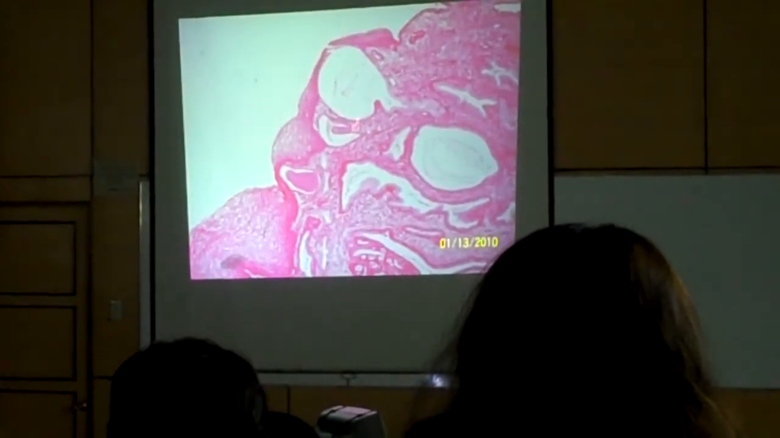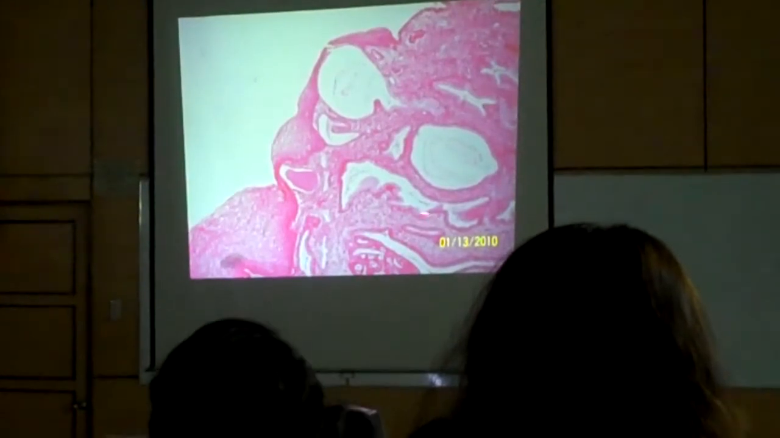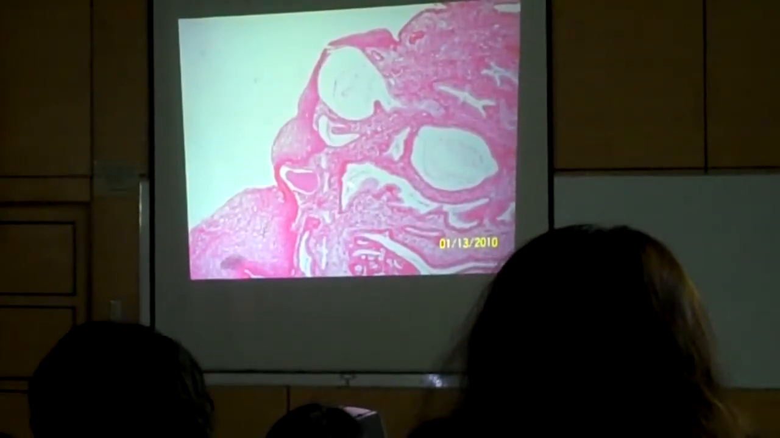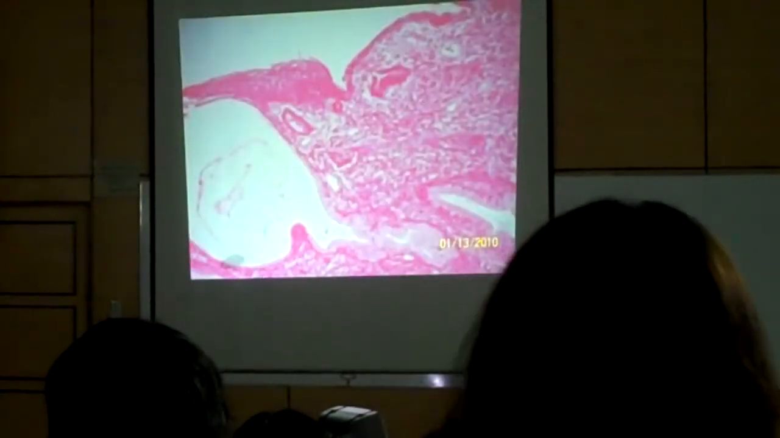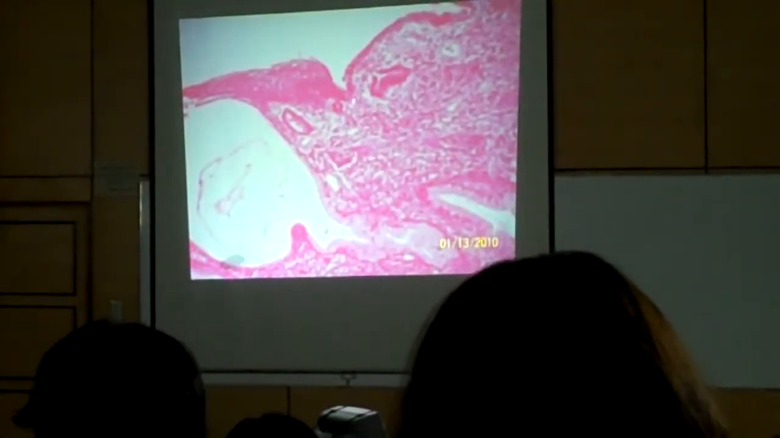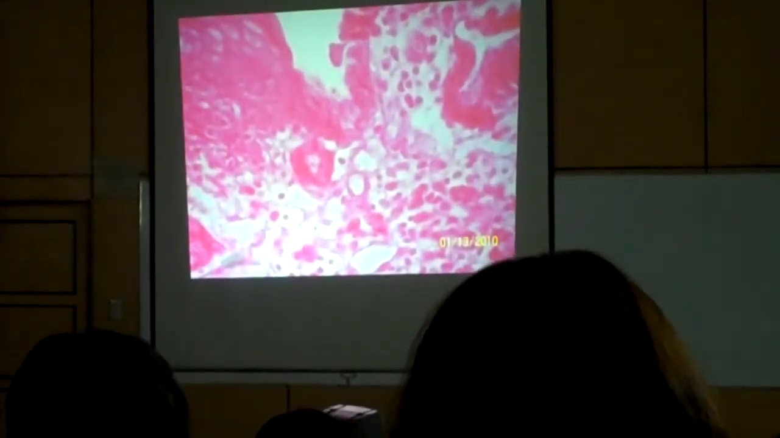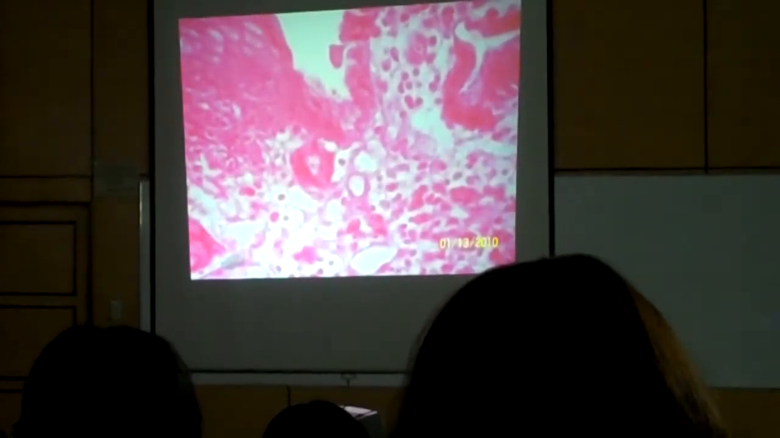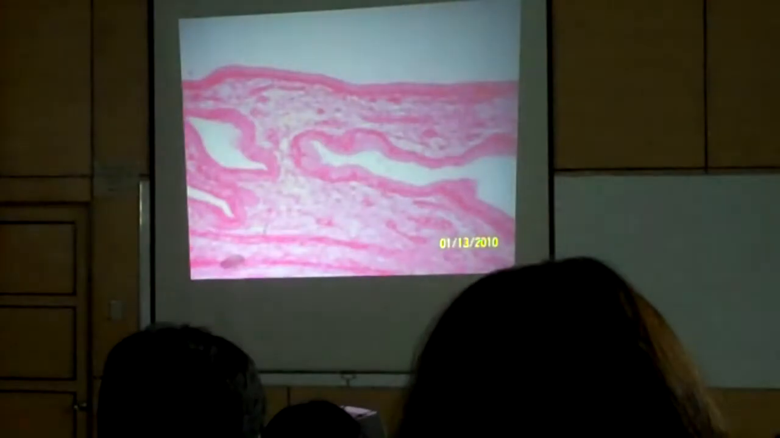Okay, another slide of the cervix. This is the squamocolumnar junction. And you see lots of dilated mucinous endocervical glands. Again, the squamocolumnar junction. And this is the most common site of transformation of cells into malignant cells. Squamocolumnar junction.